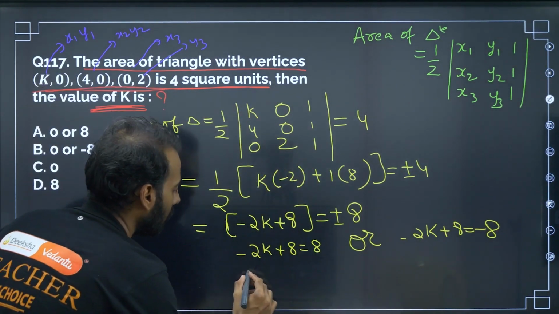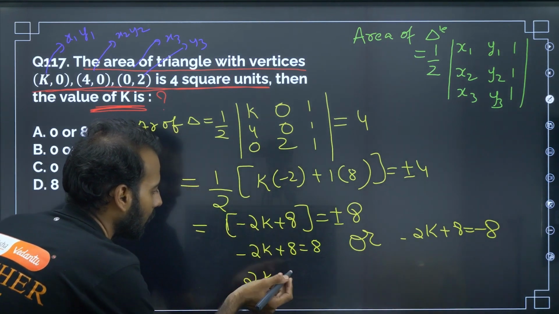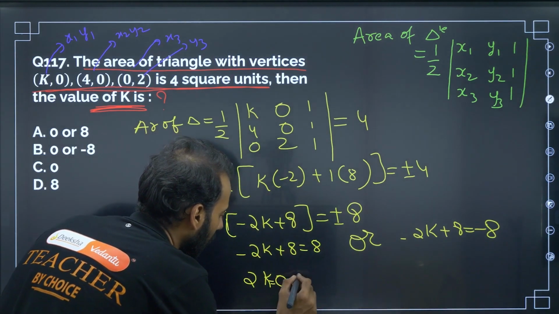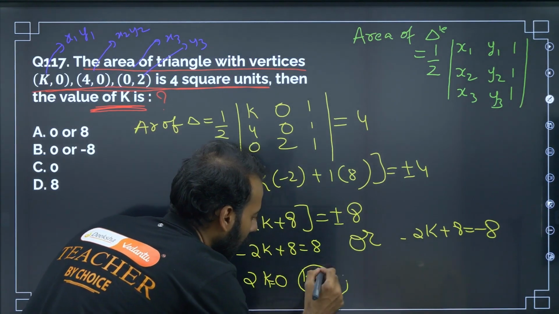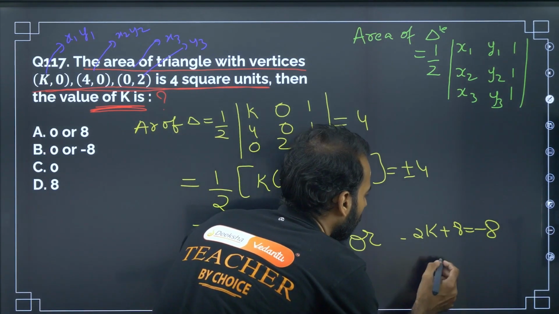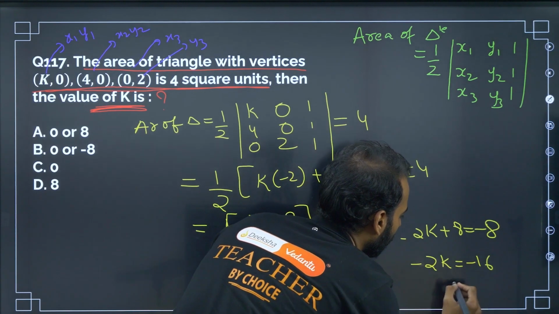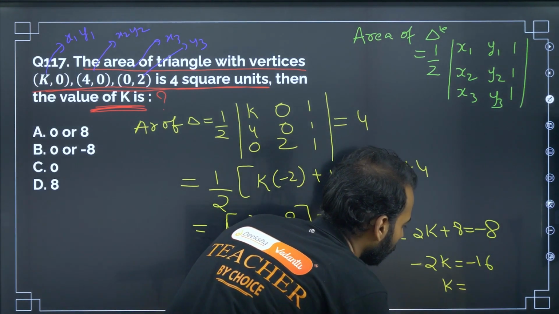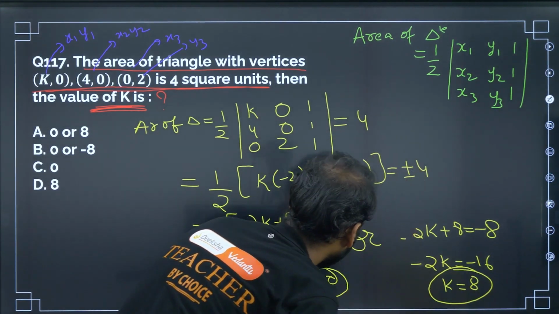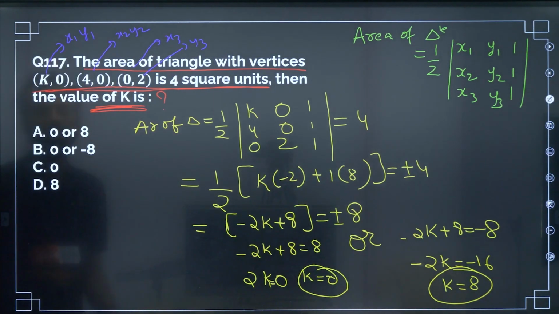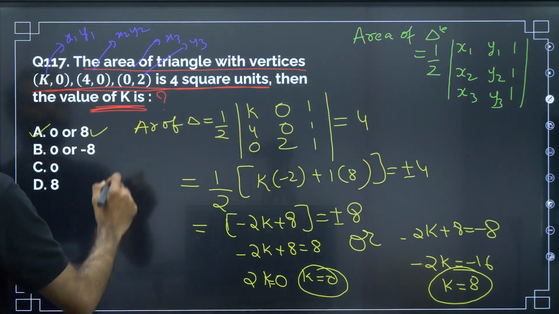So this becomes 2k. I will transpose it to the other side. This becomes 0. So k is equal to 0. Next, minus 2k is equal to minus 16, so k is equal to 8. K is equal to 0 or k is equal to 8. So the answer is A. Moving on to the next question.